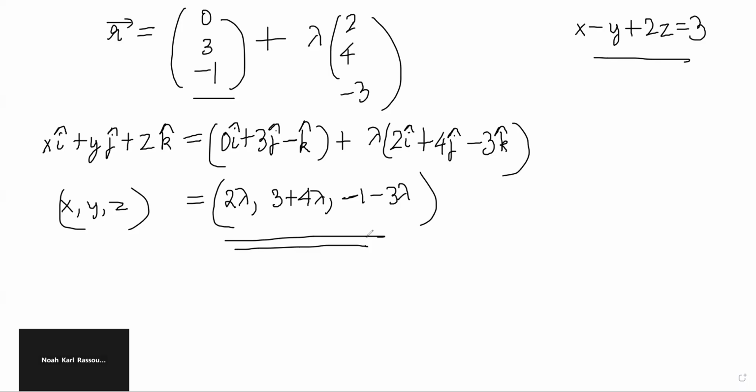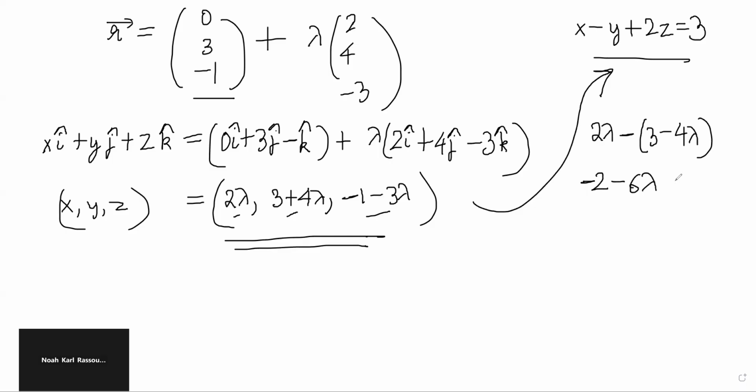Now that point on the line should satisfy the equation of the plane, right? So let's put that into this to find lambda. So we'll say 2 lambda minus 3 minus 4 lambda minus 2 minus 6 lambda is equal to 3, right? Do you understand what I'm saying?